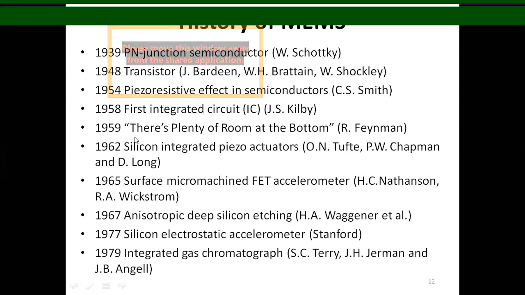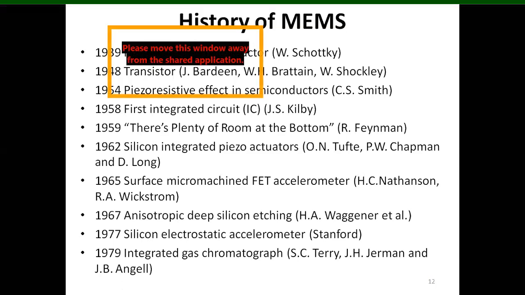1959, a classical publication was done by R. Feynman, and the title of that was "There is Plenty of Room at the Bottom." That publication actually talked about how in the future human beings would be producing devices on micro and nano scale. So you could download the publication and read it.